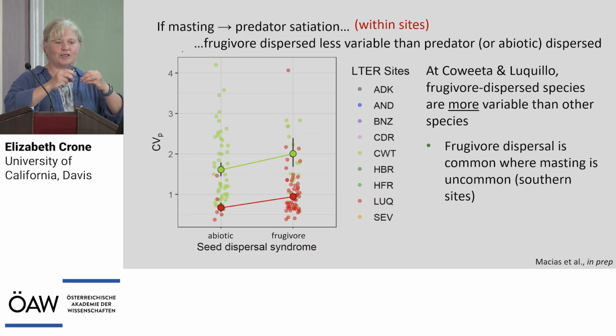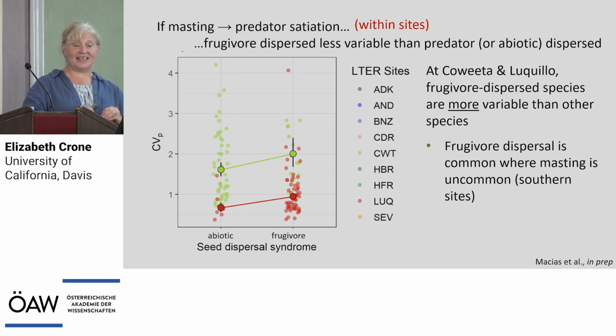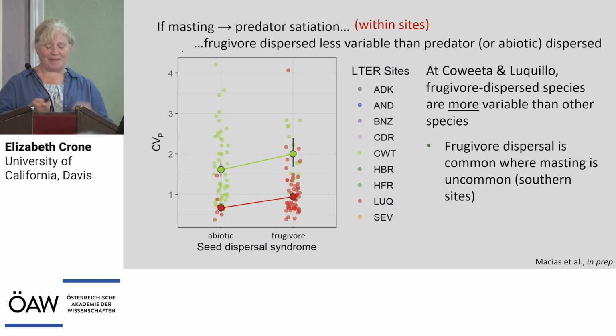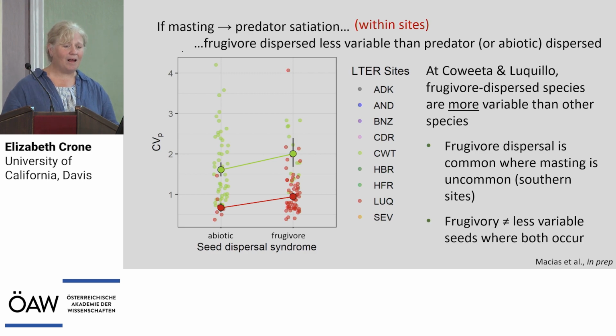So frugivore dispersal is common where masting is uncommon, or at least where seed production is less variable at the southern sites, at least in the neotropics this pattern holds. But frugivory is not associated with less variable seed production at sites where they both occur.